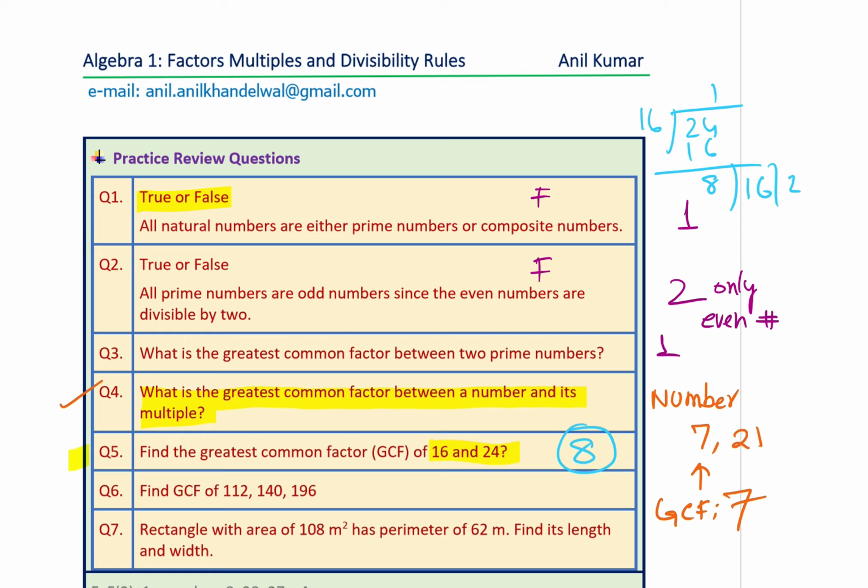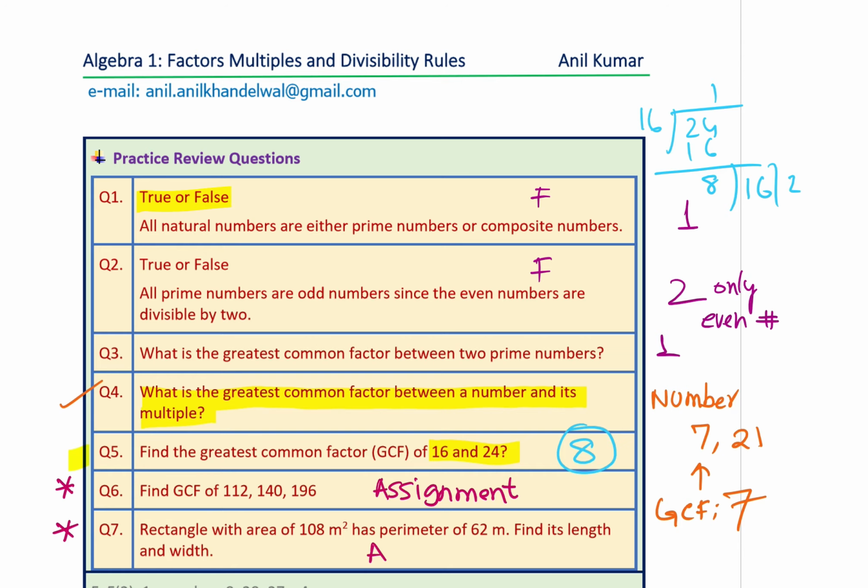Amazing method. So we'll call this a special division for finding the greatest common factor. And this is indeed the most effective method for you. So the next two questions, I will leave it for you. And this becomes your assignment. Is that clear to you? You need to now find the greatest common factor of the numbers 112, 140, and 196. So this is your assignment, okay?